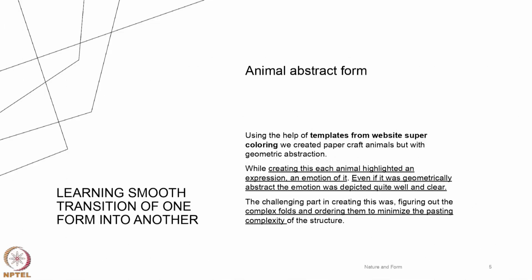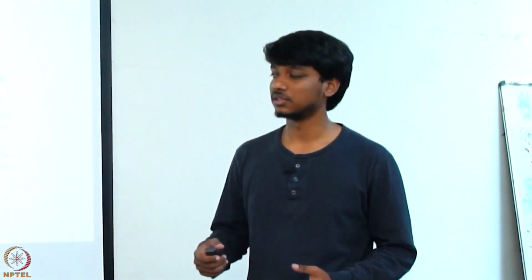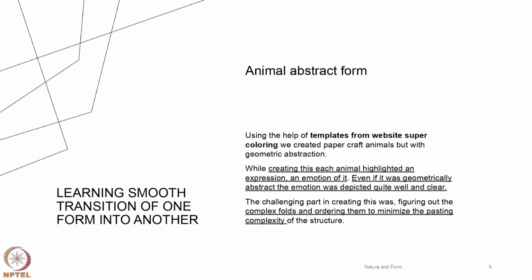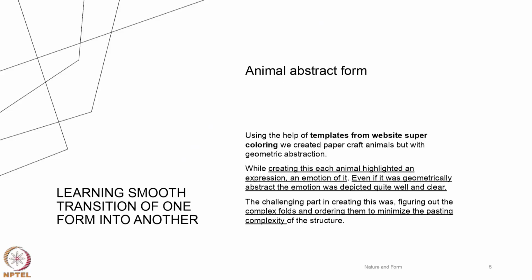This is animal abstract form. Using templates from a website called Super Coloring, we had to create paper craft animals, but in geometric abstraction. While creating each animal, it had a highlighted emotion in itself. And even if it was geometrically abstract, the shape and the form of the animal was distinct enough to make out what the emotion was.